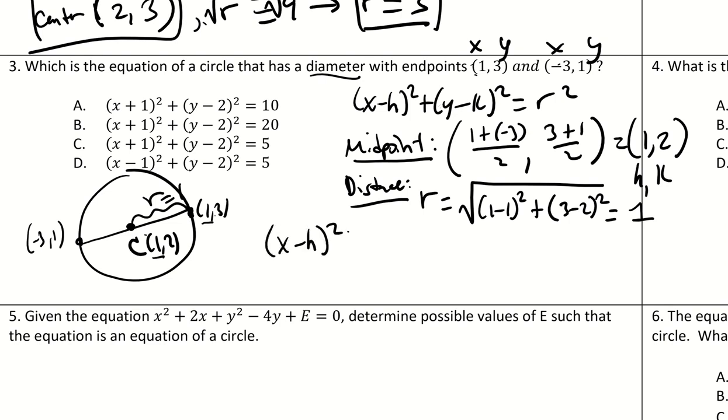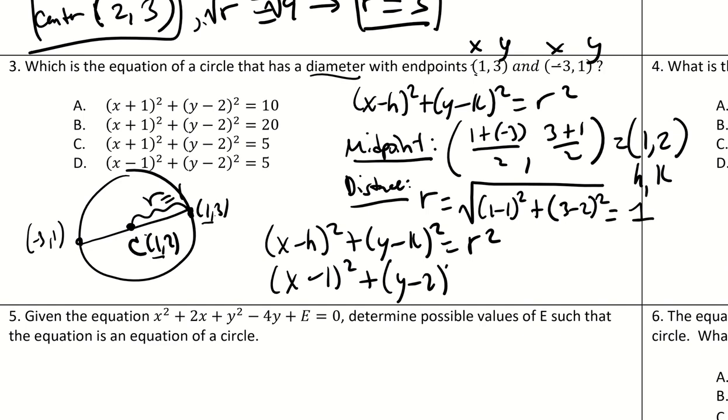X minus h squared plus y minus k squared equals r squared. So our h is 1, so x minus 1 squared. Our k is 2, so y minus 2 squared. And our radius is 1, so 1 squared is 1. Oh, sorry, this should be -1, not +1. I knew something was off about that. This is -1 for the h. So h is actually -1. So let's change this to +1 squared. And because this is -1, this has got to be -1 over here.